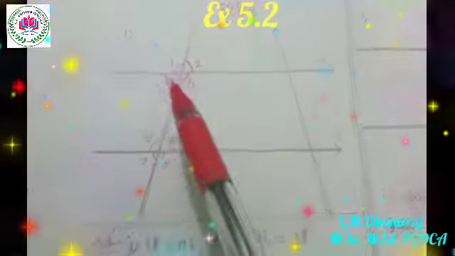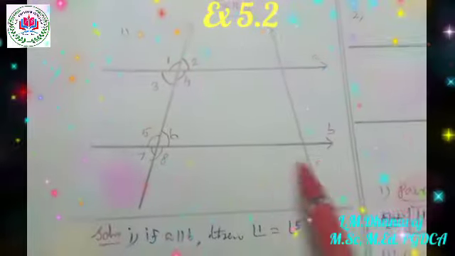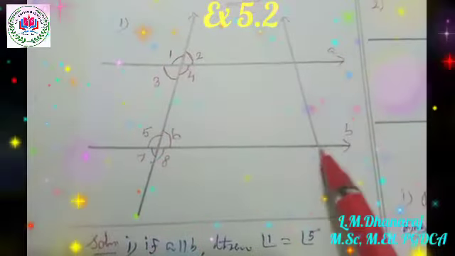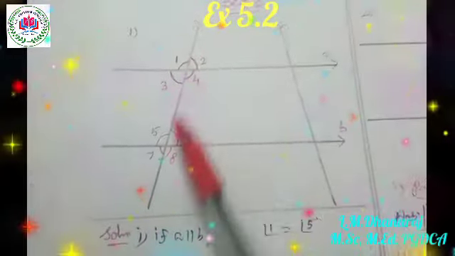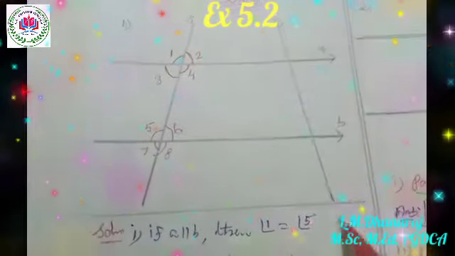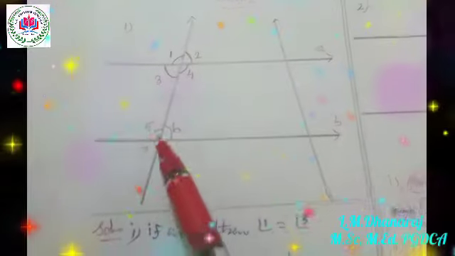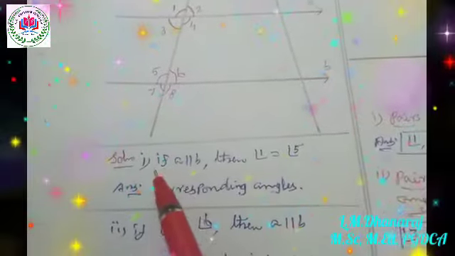Question number 1. Line A and line B. These two lines are parallel, and this is a transversal, this is another transversal. The angles are given 1, 2, 3, 4, similarly 5, 6, 7, 8. Now we have to find out the first one.